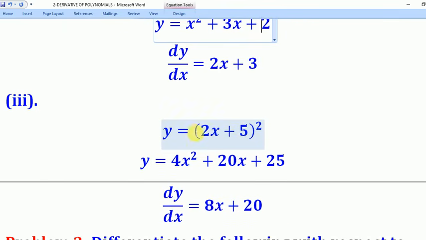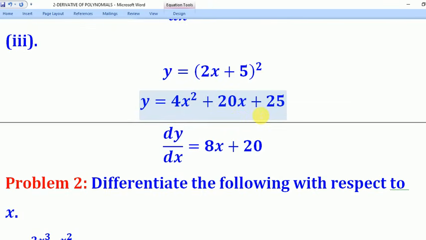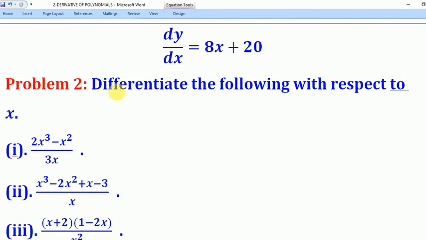(iii) They wanted us to differentiate (2x plus 5) squared. In this case we first expand. The first term squared gives 4x squared, 2 times the first times the second gives 20x, plus the last term squared gives 25. Now this is already a polynomial, so we can differentiate. Differentiating 4x squared gives 8x, differentiating 20x gives 20, and differentiating 25 gives 0. Remember 25 is a constant, so when differentiated you get 0. So the answer will be 8x plus 20. That has been the solution to problem 1.